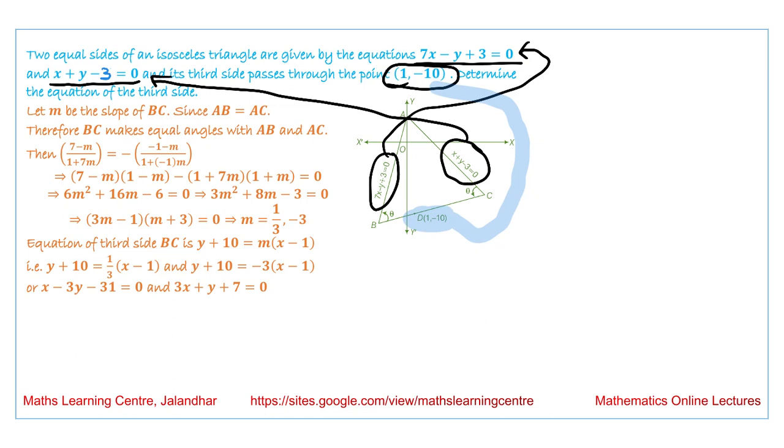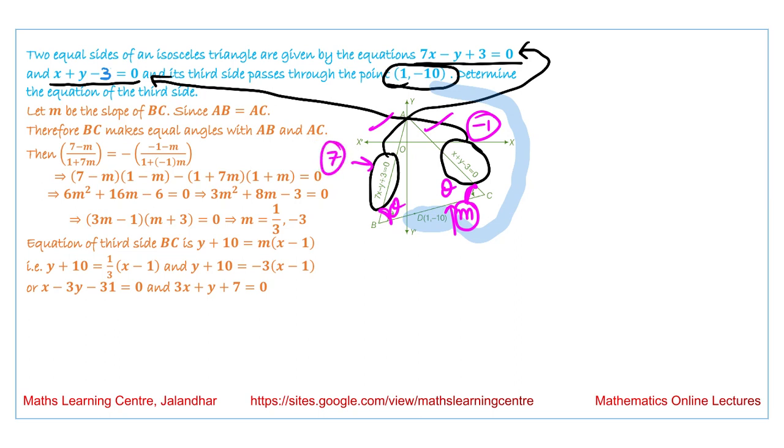So we have to find the equation of this third side. It is being given that this triangle is an isosceles triangle. It means that these two angles we have are theta. So this side BC is equally inclined to both these lines. So if the slope of this side is m, the slope of this side is minus 1, and the slope of this line is 7.